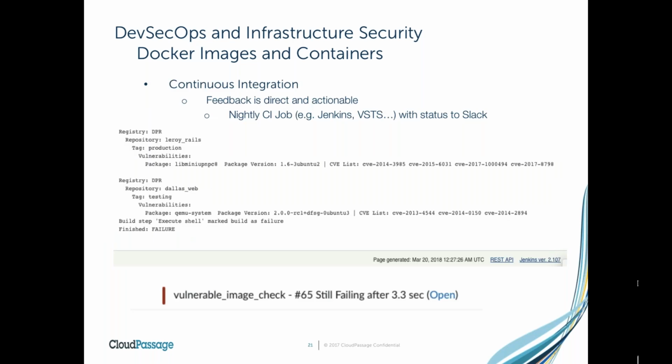So continuing on with that example, one of the things that we're going to do is we want feedback that says these are the current issues in the registries with the packages in my images. So what I have is a nightly CI job that runs in Jenkins. It could run in another system as well, giving status to Slack. And what it does is it digs down and tells me this is the registry or repository tag, and by package and version, it gives me a list of the current CVEs.